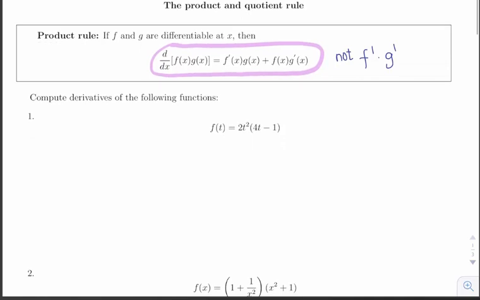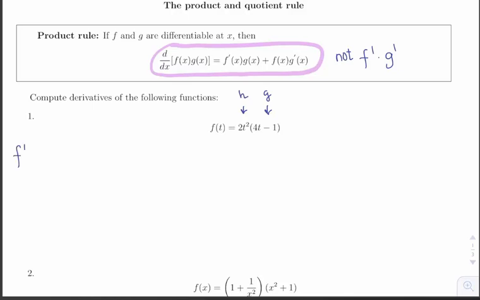First example says the following. Compute the derivative of a function f of t is 2t squared times 4t minus 1. Let's go ahead and apply our rule. So you can think about it as this is your function f, this is your function g. Well, actually I already have f, so let's make it h. So these are two different functions. I'm going to compute my derivative.